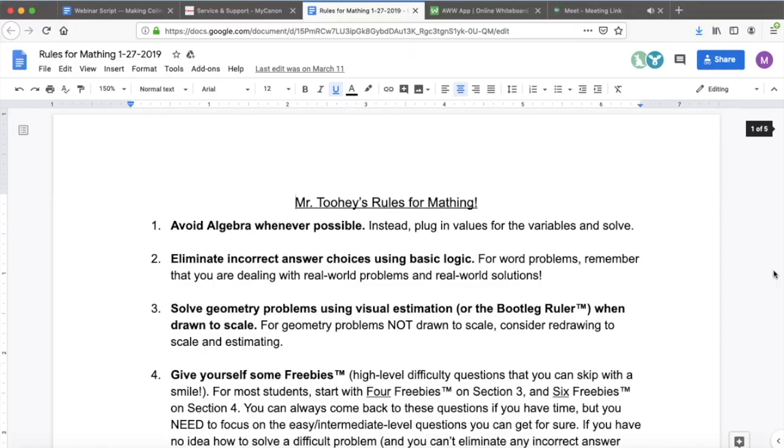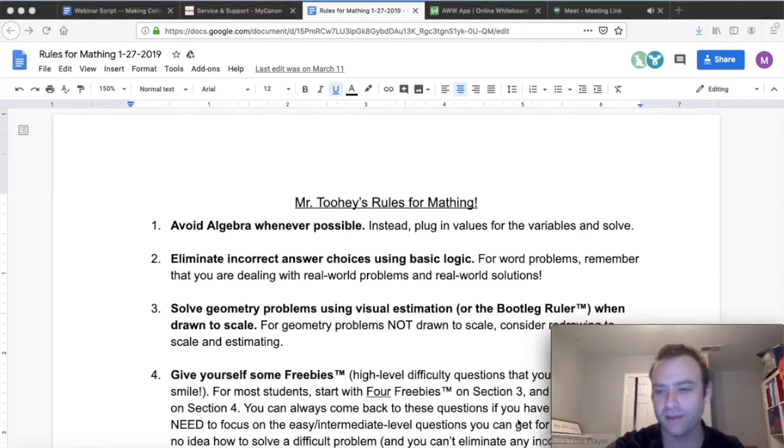Instead, plug in values for the variables and solve. Yeah, as I mentioned in the Day 1 class, this is by far the most useful strategy I can teach you on the SAT. I'd say it applies to probably about a third of the questions, and maybe even more on the SAT. That's why we're spending so much time on it. It's just so useful and applies to so many question types. So we're going to be doing a lot of that today.